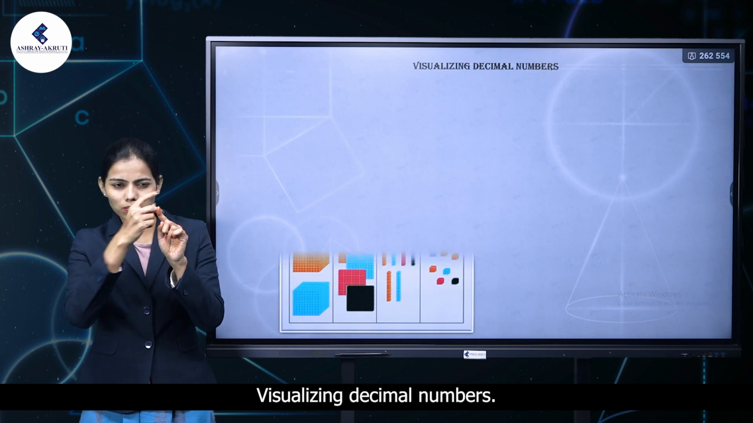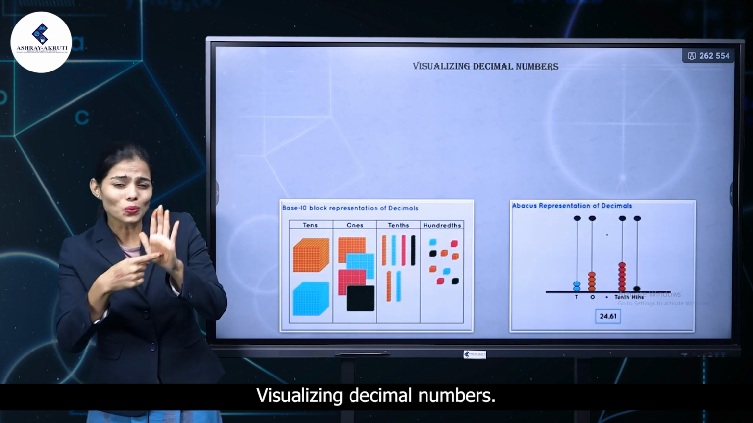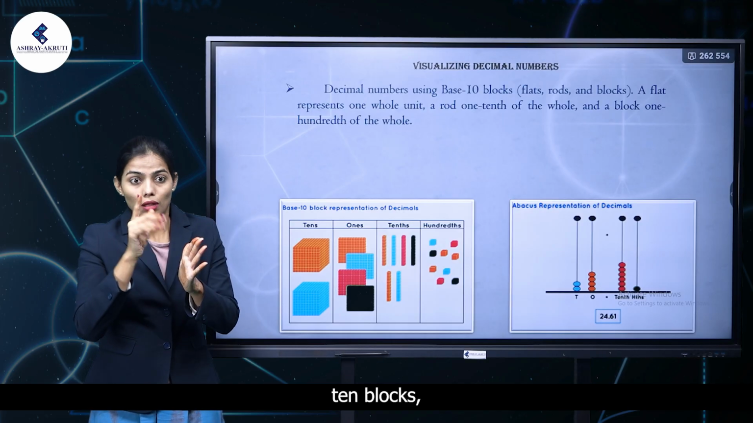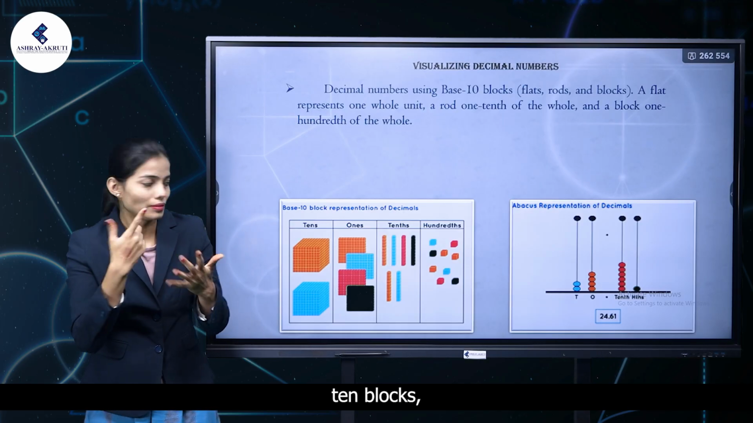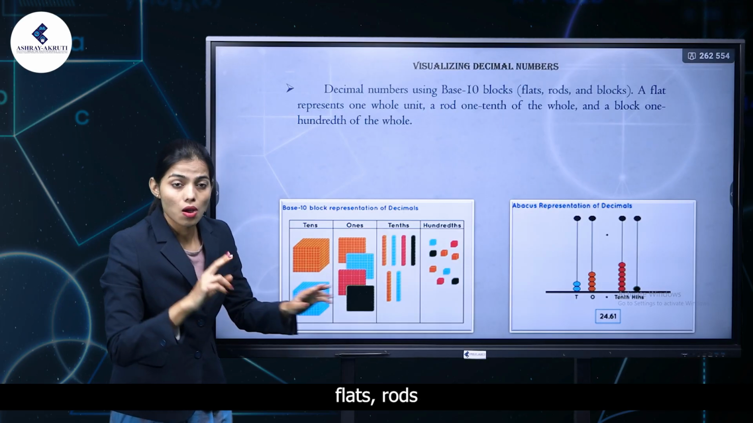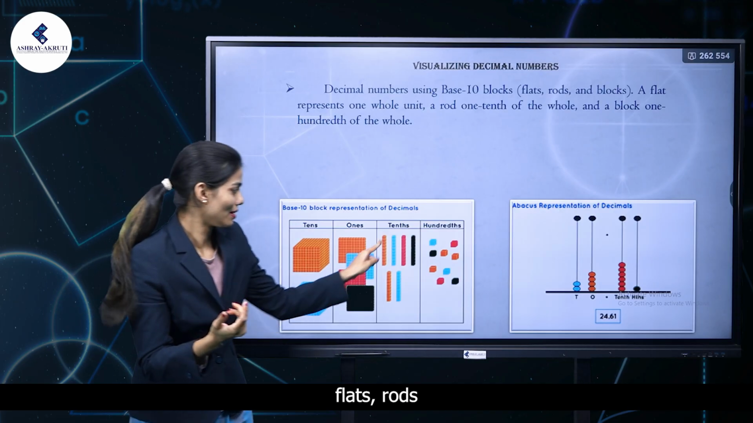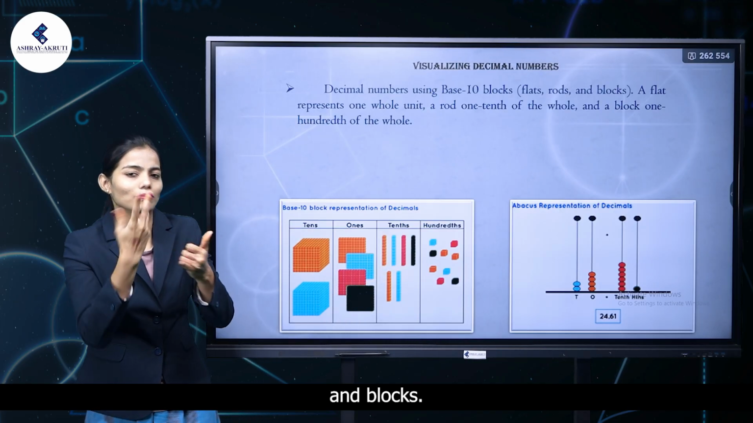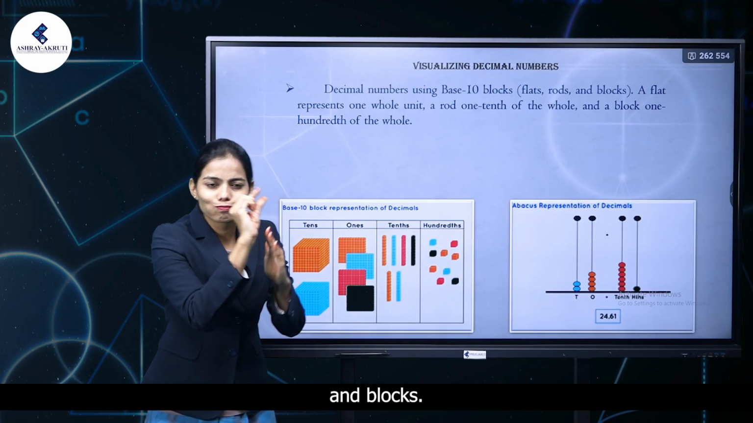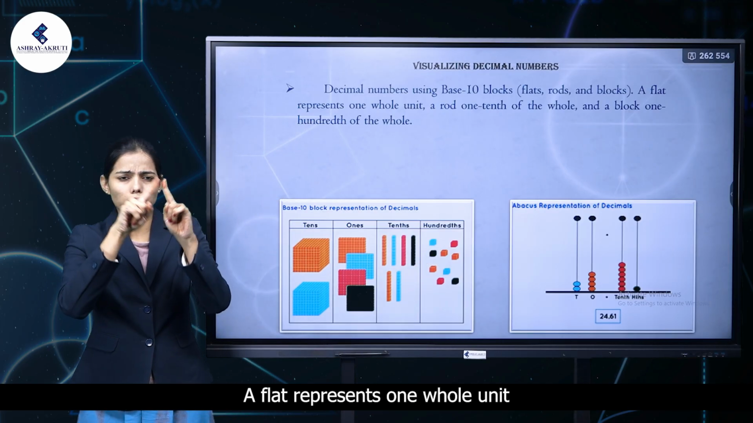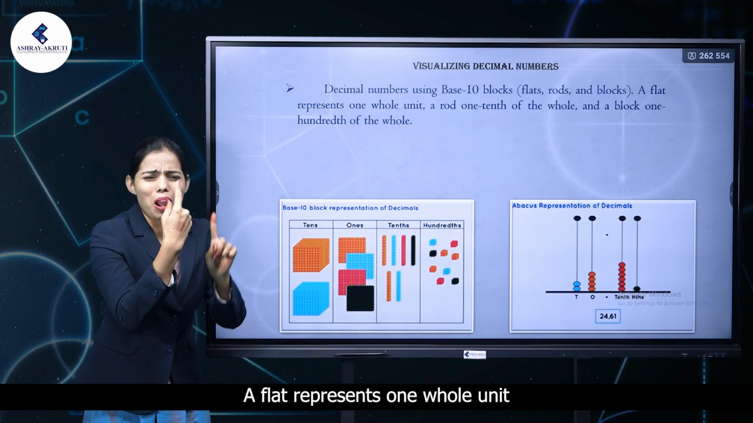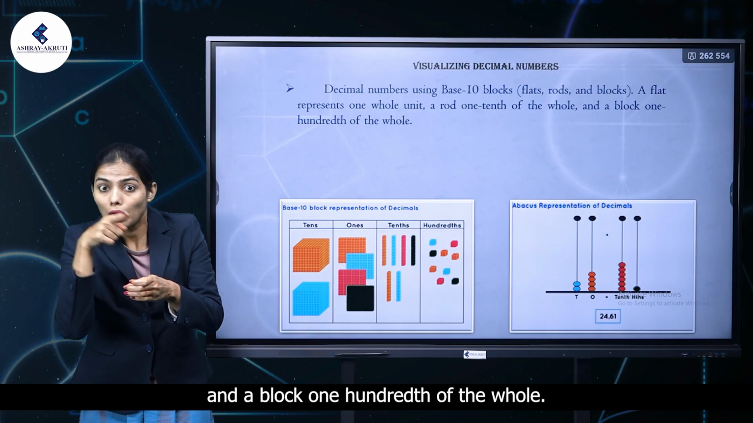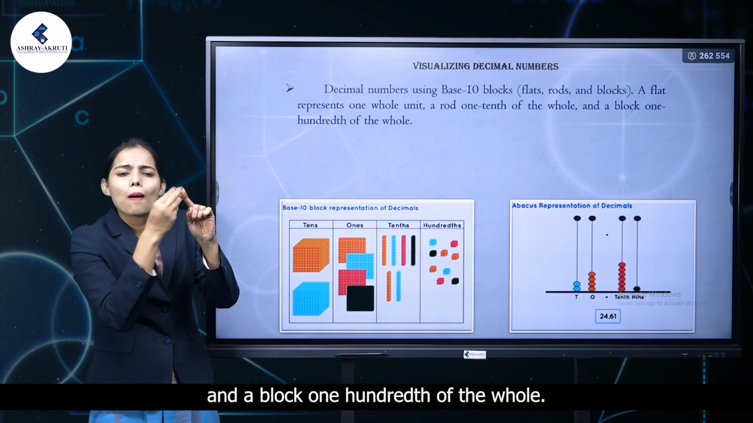Visualizing decimal numbers. We can represent decimal numbers using base 10 blocks: flats, rods, and blocks. A flat represents one whole unit, a rod 1/10 of the whole, and a block 1/100th of the whole.